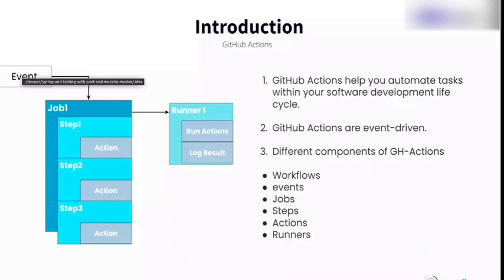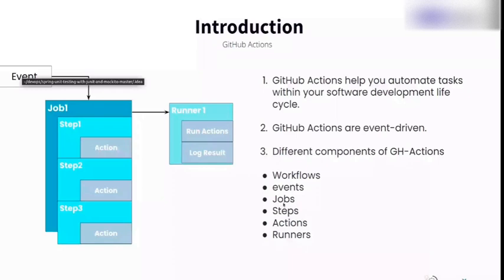So the first is the workflow. It means that there can be multiple workflows for your project or application. So this would be one component of GitHub Actions. The second is the events. As we already said, GitHub Actions are event driven, so you need to specify the events, which type of events or on which events you need to trigger your workflows.